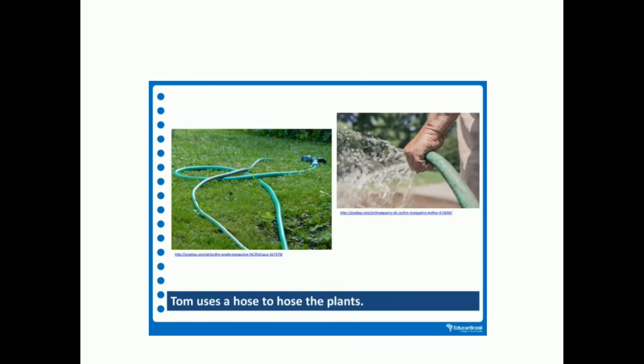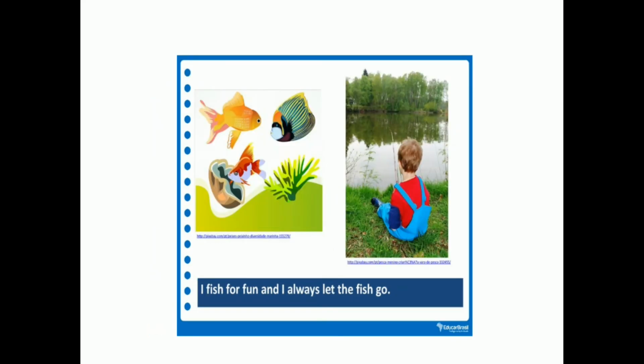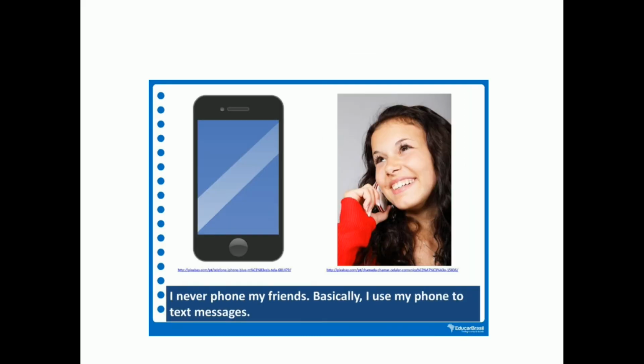Now, the next one. Here, the word hose is used as a noun first and later as a verb. Tom uses a hose to hose the plants. In the next illustration, here the word fish is used as a verb first and later as a noun. Likewise, you can read the next examples and get to know the noun and the verb forms.